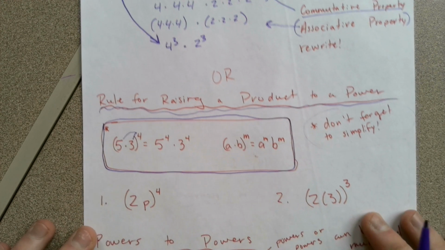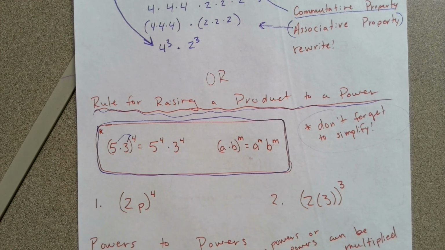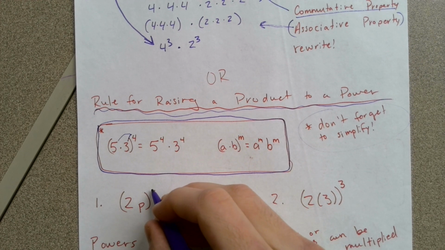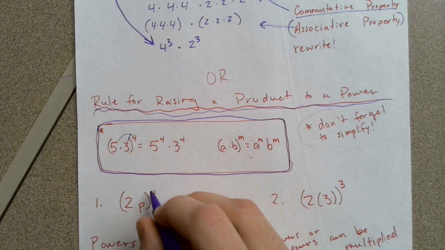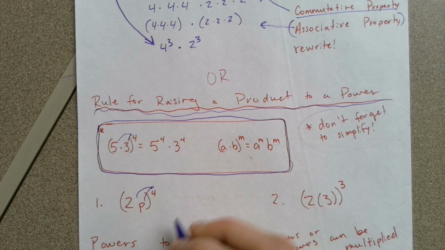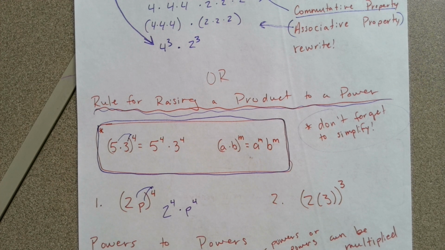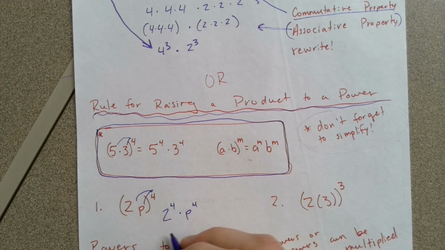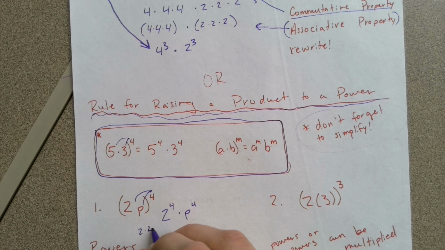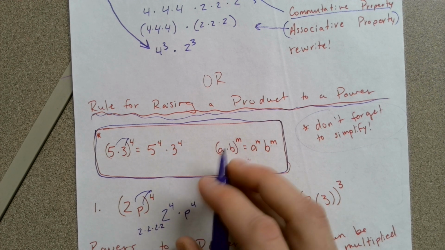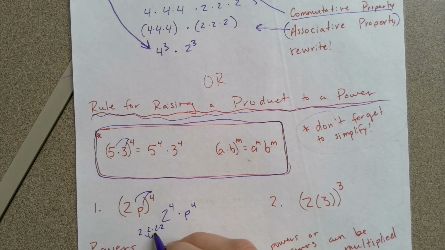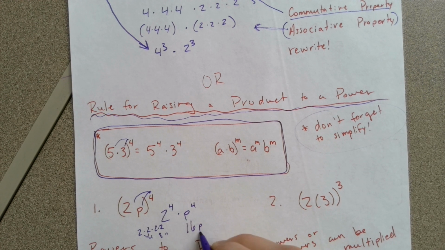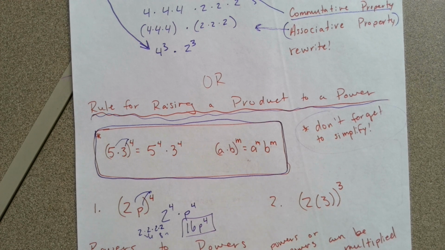So let's practice that a couple times here. I'm looking at number 1. I'm going to take this 4 and I'm going to pop it on each thing here. So I'm going to pop it on here and I'm going to pop it on here and make this 2 to the fourth times p to the fourth. That simple, that easy. All we have to do after that is simplify that as 2 times 2 times 2 times 2. That's going to be 4, it's going to be 8, be 16, and I'm going to get 16 p to the fourth as my final answer right there.